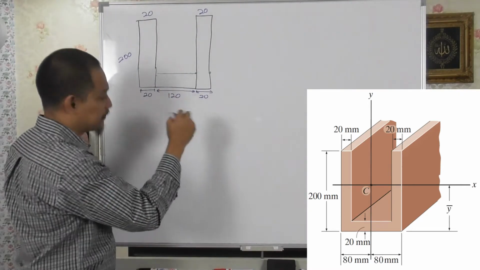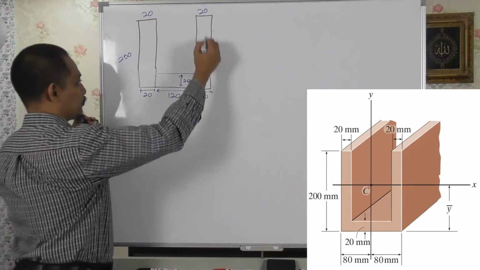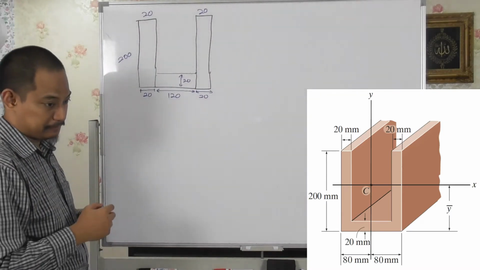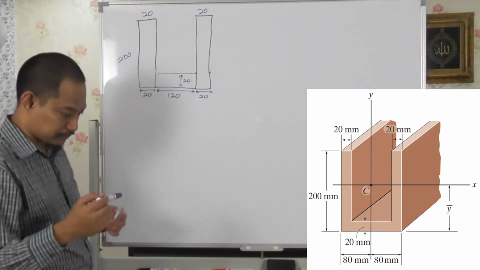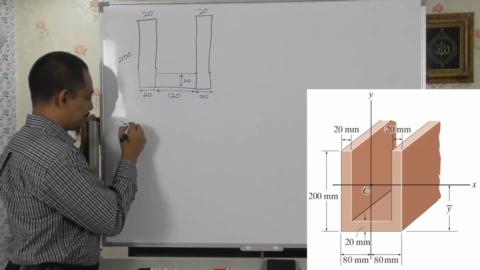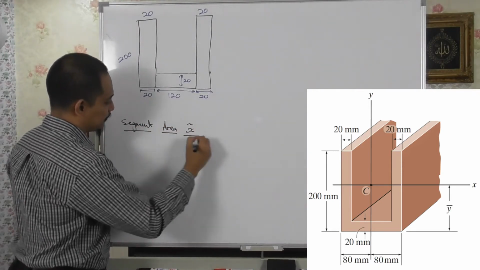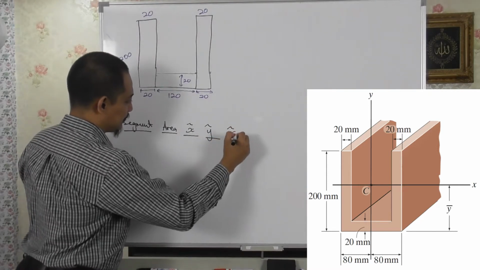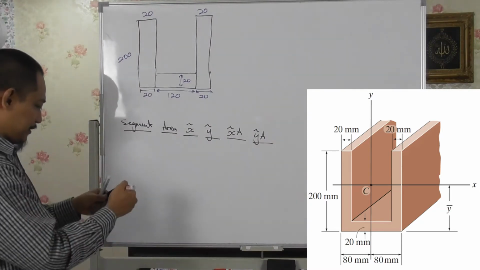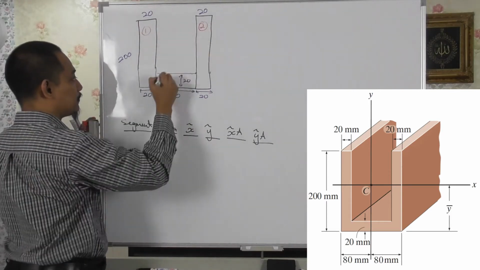And the height here is 20, right? This height is 20, and this is also 200. So we have divided the area as such, and if you want to calculate the centroid, the easiest way is just using the table. So we have segment, and then the area, x wave, y wave, and then you calculate x wave A, y wave A. So let's label these 1, 2, 3.